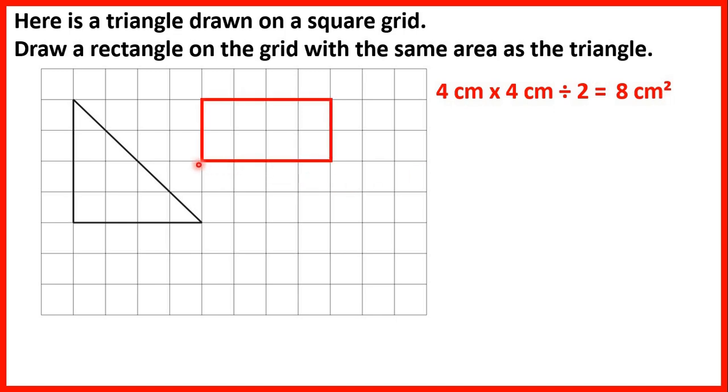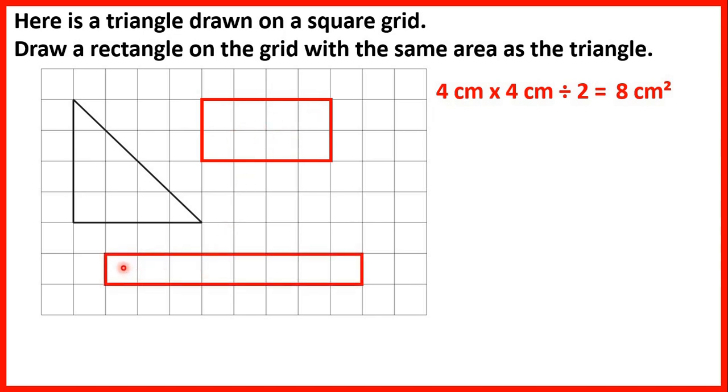So we could draw a rectangle with a width of 2 centimetres and a length of 4 centimetres, because to find the area of a rectangle, we multiply the width by the length, and 2 times 4 is 8. And that makes sense because we can see that we have 8 squares inside our rectangle.